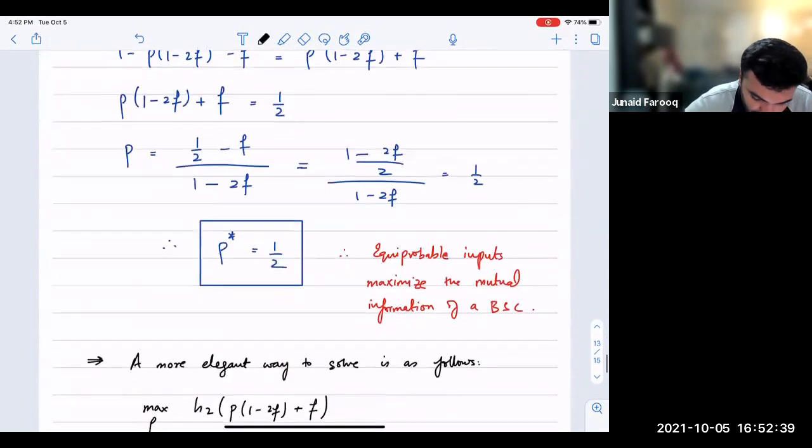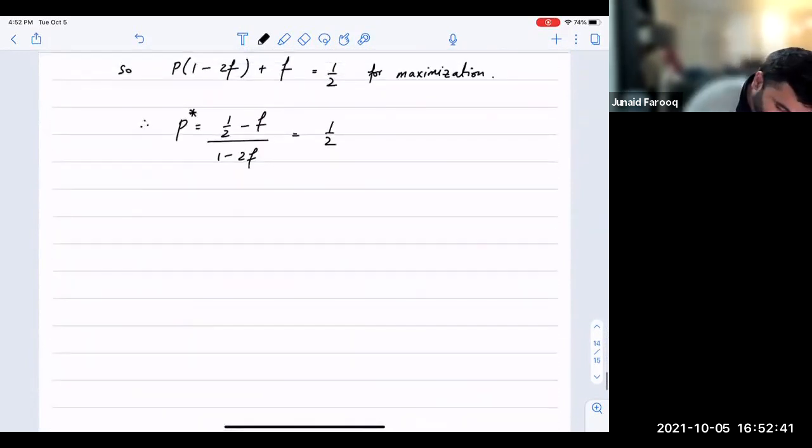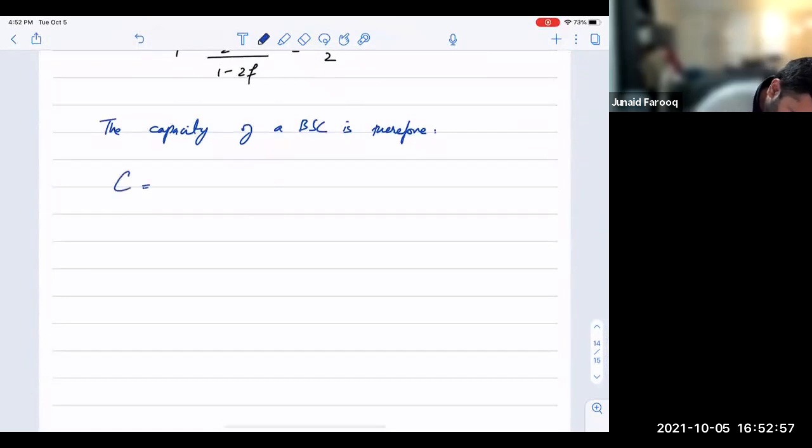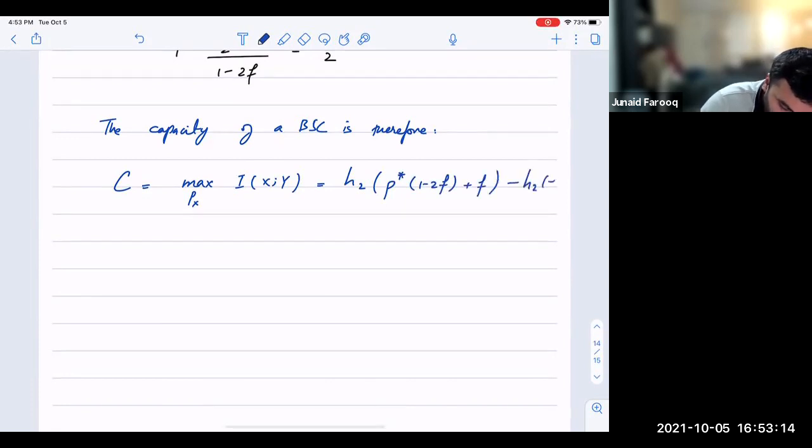And the capacity itself is the maximum value. So you have to be a little more careful here. The capacity of a BSC is therefore C, which is the maximum over the input distribution of I(X;Y), and it's H2 of P star times (1 minus 2F) plus F, minus H2 of F, right?